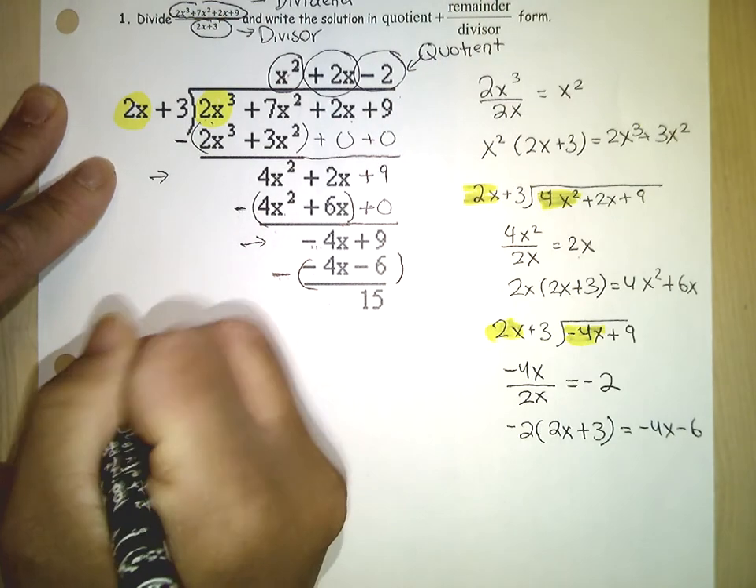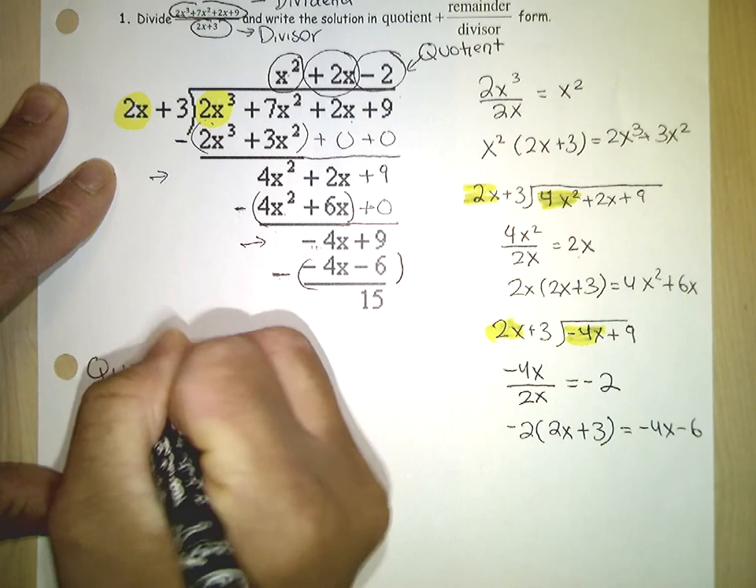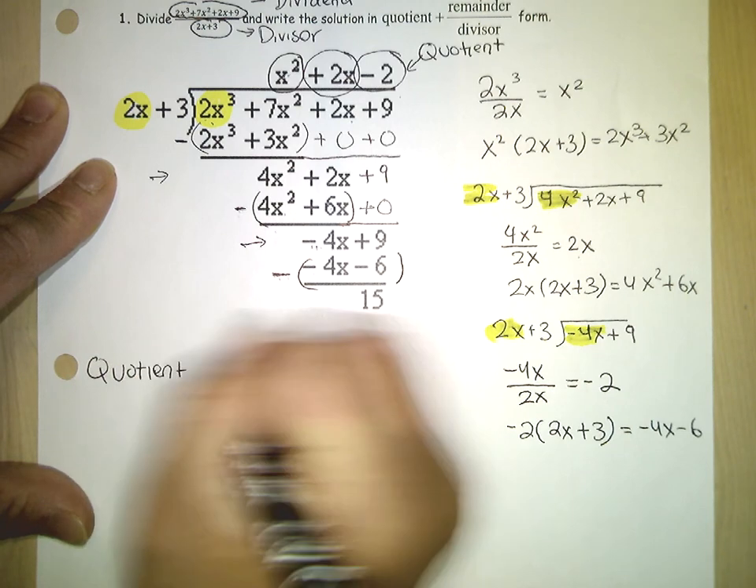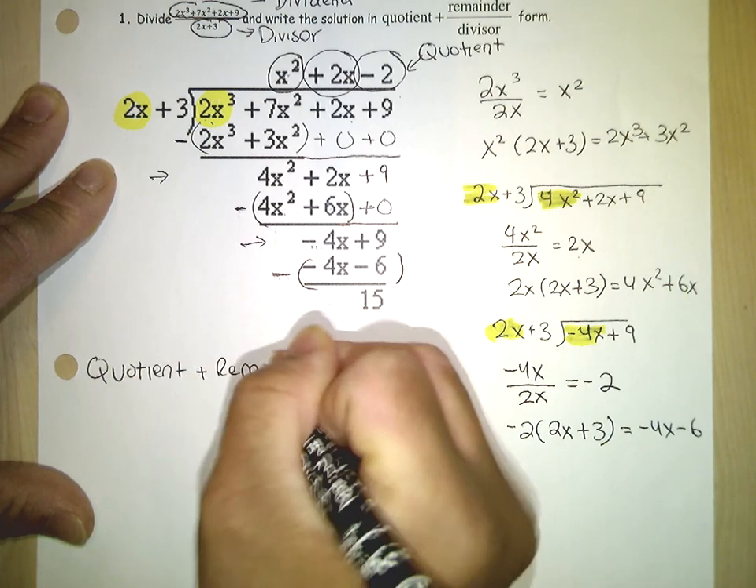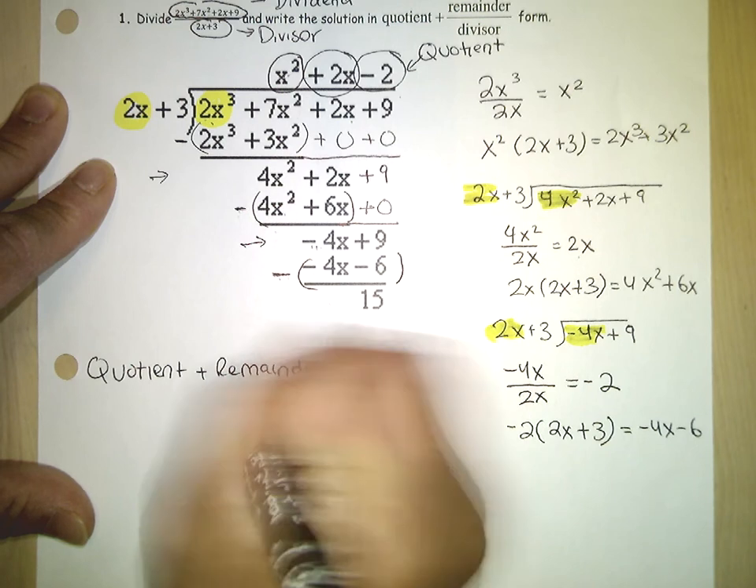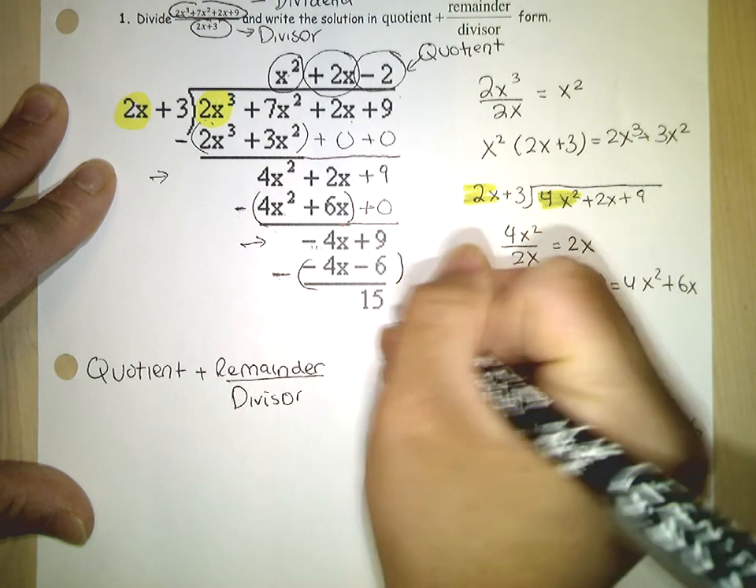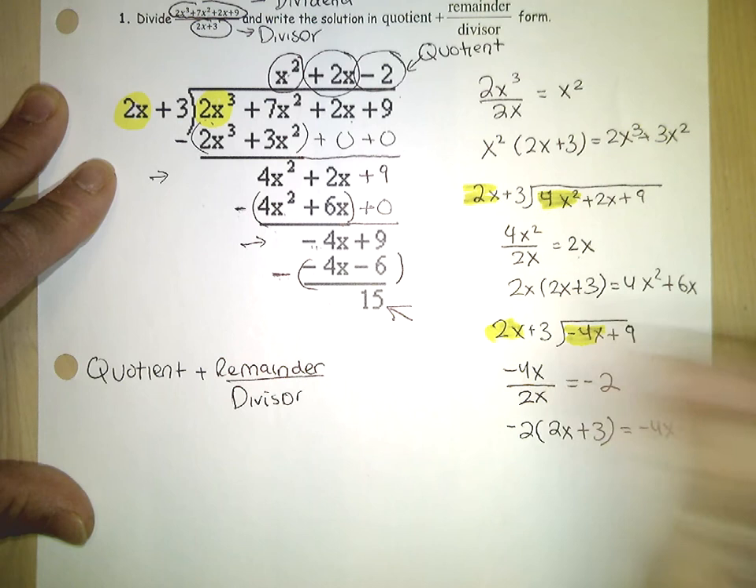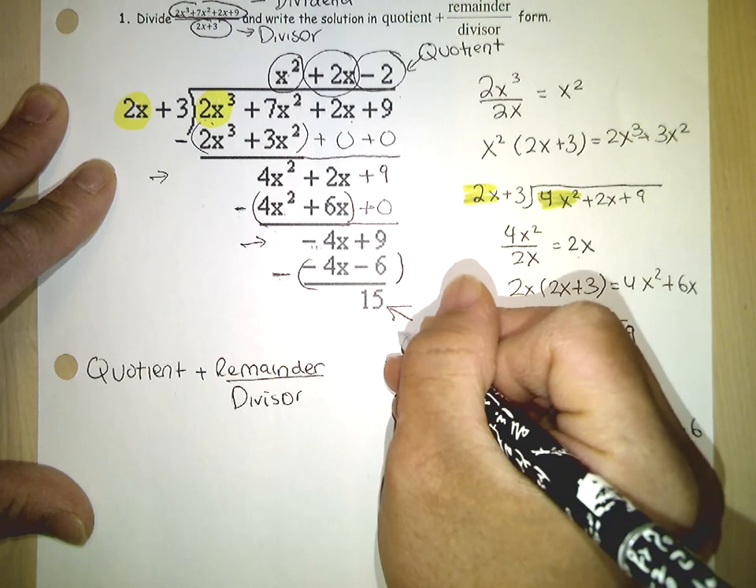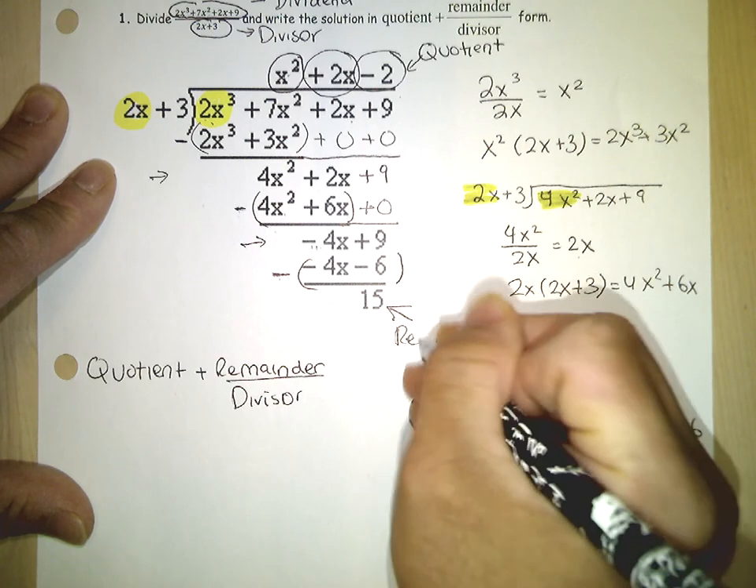So if I want to write this in quotient plus remainder over divisor form, now this is the remainder here.